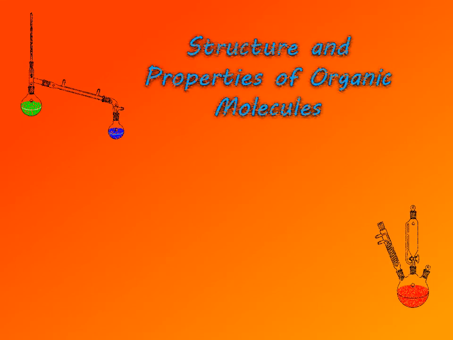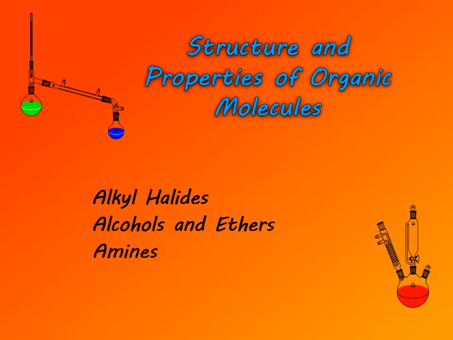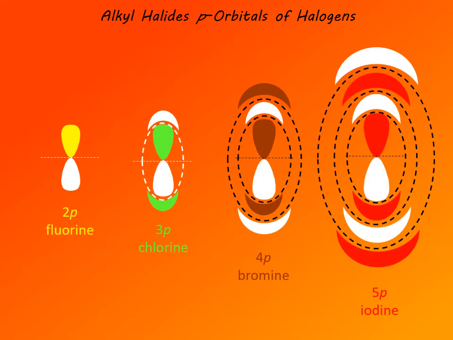Here we will examine structure and properties of simple organic molecules, and those are alkyl halides, alcohols, ethers, and amines. Now we are going to look at properties of alkyl halides. Alkyl halides contain carbon-halogen bond.